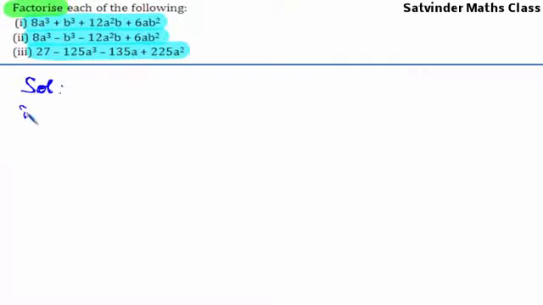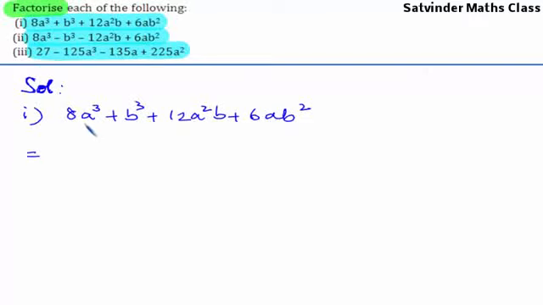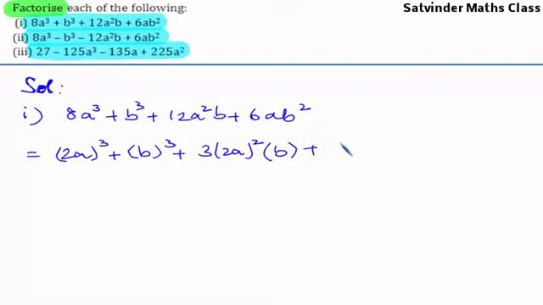Let us take the first one, which is 8a cube plus b cube plus 12a square b plus 6ab square. Now we can write 8a cube as 2a whole cube, plus b cube as b whole cube, plus this as 3 into 2a whole square into b, plus 6ab square as 3 into 2a into b whole square.